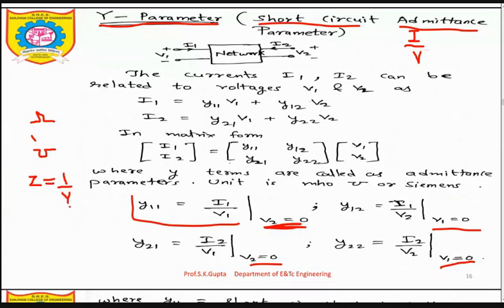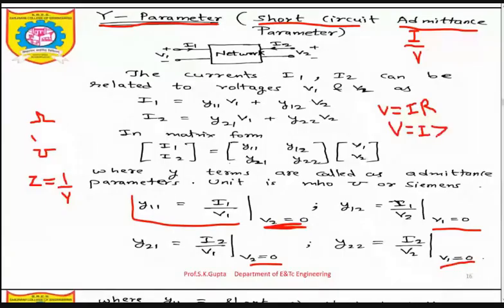We know the form of Ohm's law, V equal to IR. Instead of resistance, if I use the impedance, Ohm's law is V equal to current into impedance. But instead of impedance, if I use admittance, then Ohm's law becomes I equal to voltage times admittance, I equal to V into Y. So this is also Ohm's law.